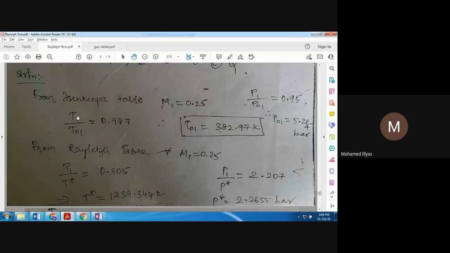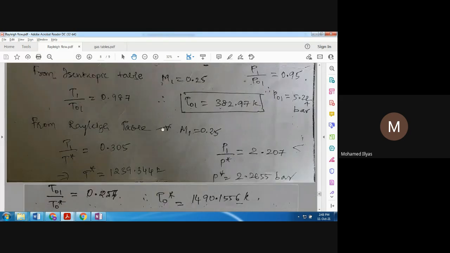So we know T1, so we can write T01 equal to T1 by 0.987. So we'll get T01 as 382.97. And also we'll get our P01, writing P1 by 0.957. So 5.22 bar. Again with the same Mach number, we can refer to our Rayleigh flow table.